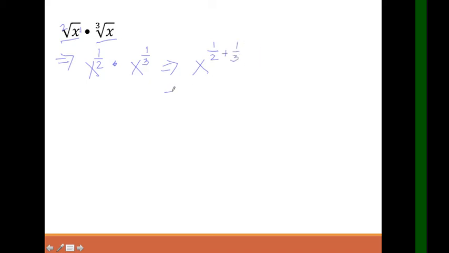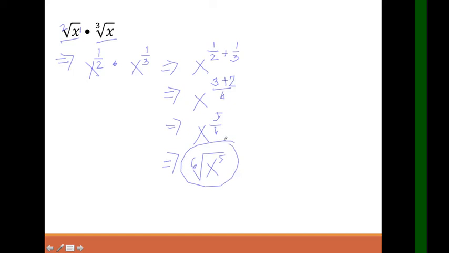Can you follow? Then after that, pwede na natin kunin yung LCD, which is 6. 6 divided 2 is 3 times 1 is 3 plus 6 divided 3 is ilan? 2 times 1 is 2. So this is equal to x 5 over 6. Can you follow? Okay, since 5 over 6 yan, we can write x and then just put this radical symbol. Yung 6 siya yung index, yung 5 siya yung numerator. So, ito na yung final answer natin. Did you get it?